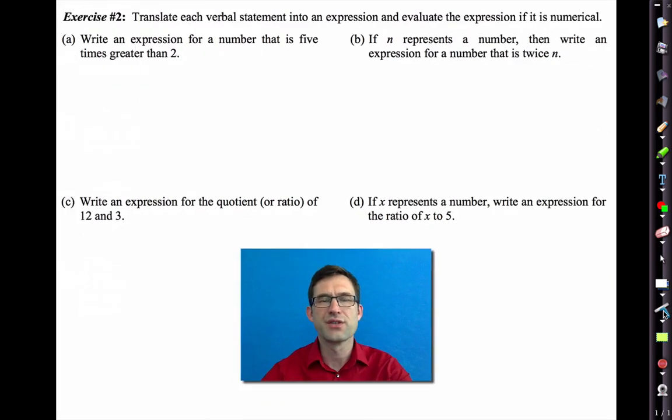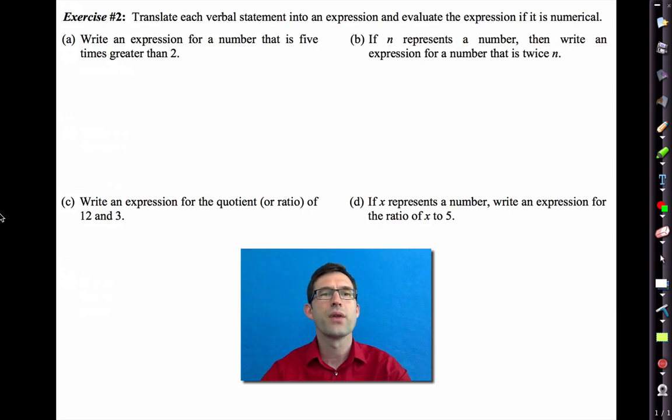Let's go on to exercise 2. Now, we need to be able to deal with addition and subtraction, no question. And addition and subtraction have words like sum, difference, greater, less, things like that. But we also need to be able to deal with multiplication and division. So let's look at a little bit of that.